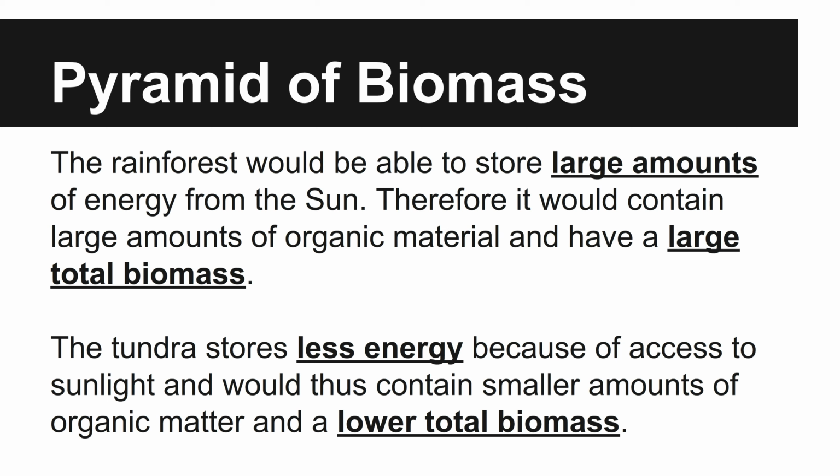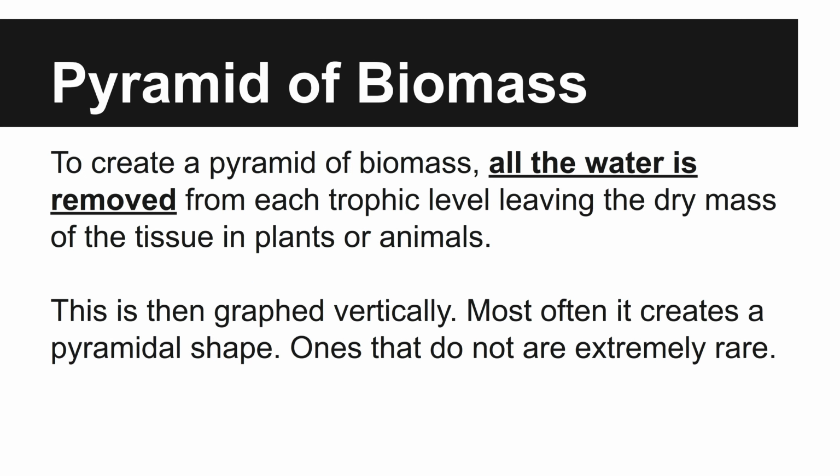Therefore, it would contain a large amount of organic material and have a large total biomass. The tundra has a lot less energy because it doesn't have access to sunlight year round. Okay, and the sunlight it gets, because of the angle of our Earth, is less intense than what it is at the equator where the rainforests are. So it would contain a smaller amount of organic matter. There's a lot less plant growth. Okay, so there's a lower total biomass.